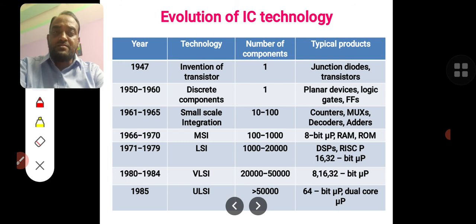From 1971 to 79, almost a decade, the industries acquired technologies which can comfortably produce DSPs, digital signal processors, and RISC processors, with bit lengths of 16 to 32 bits for microprocessors. So this was a very good step that industries took.